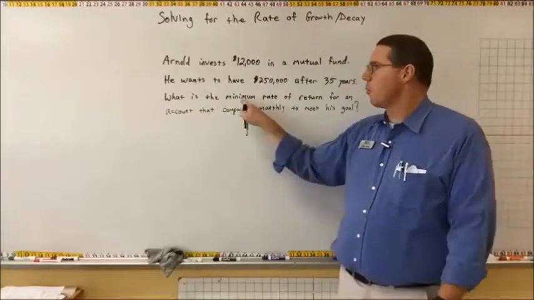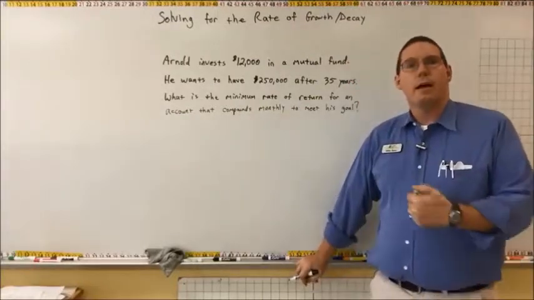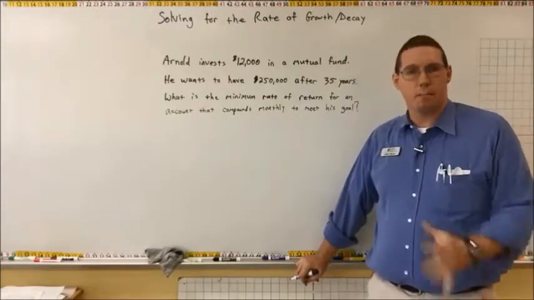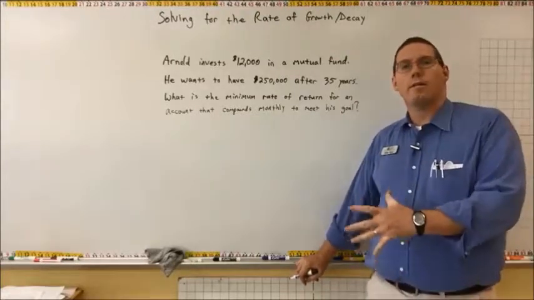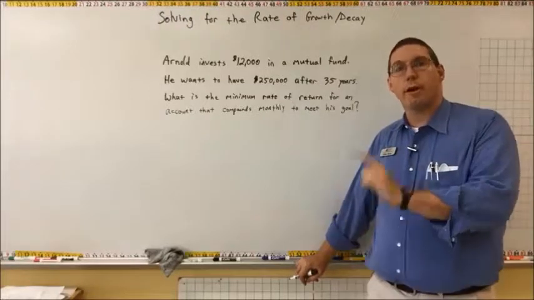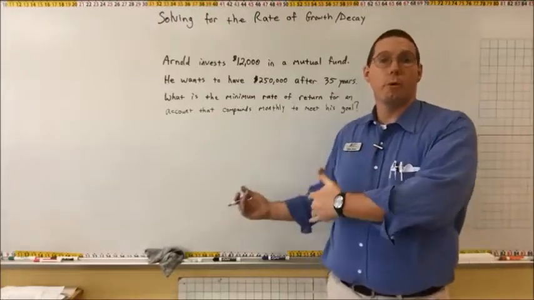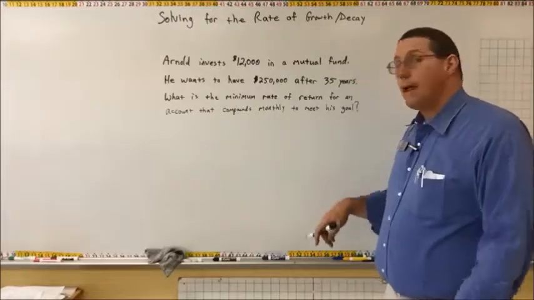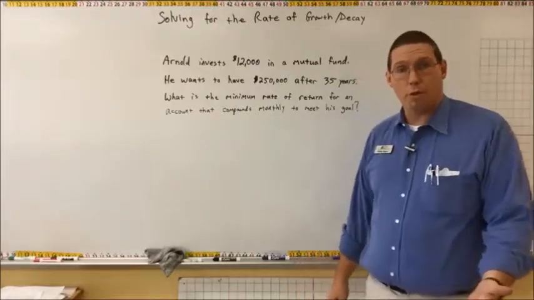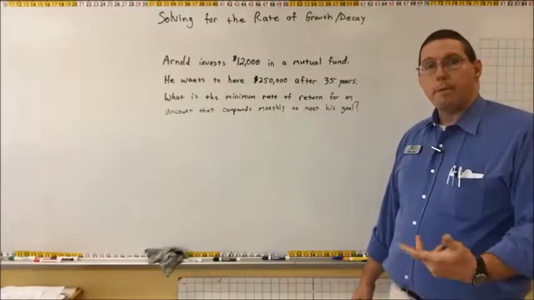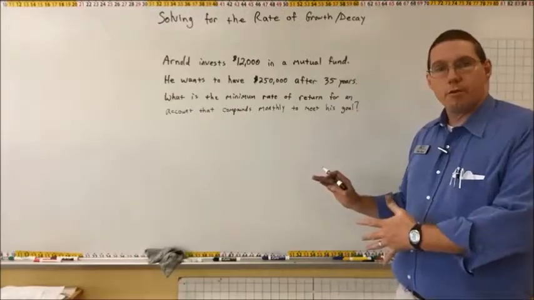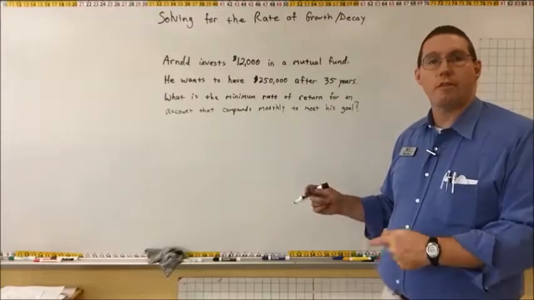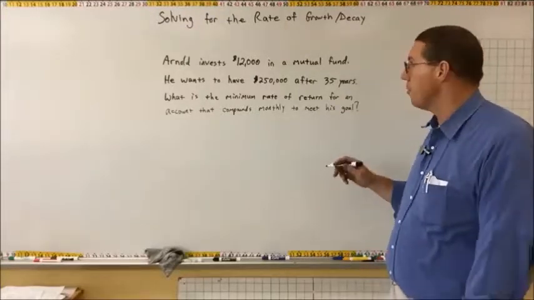Now, ignore this word minimum. That just means that when we solve for the percentage rate, he wants to have that percentage rate or higher. But what we're really trying to find out is, what is the percentage rate in this formula? Now, this is a discrete growth model, so let's set it up as a discrete growth model, and I'm going to show you how there's actually a better way to do this than the traditional discrete growth model.